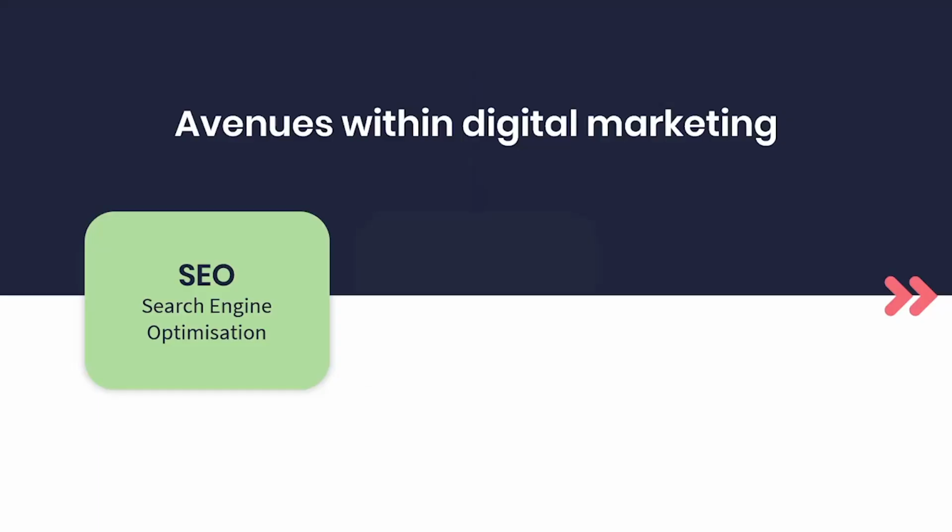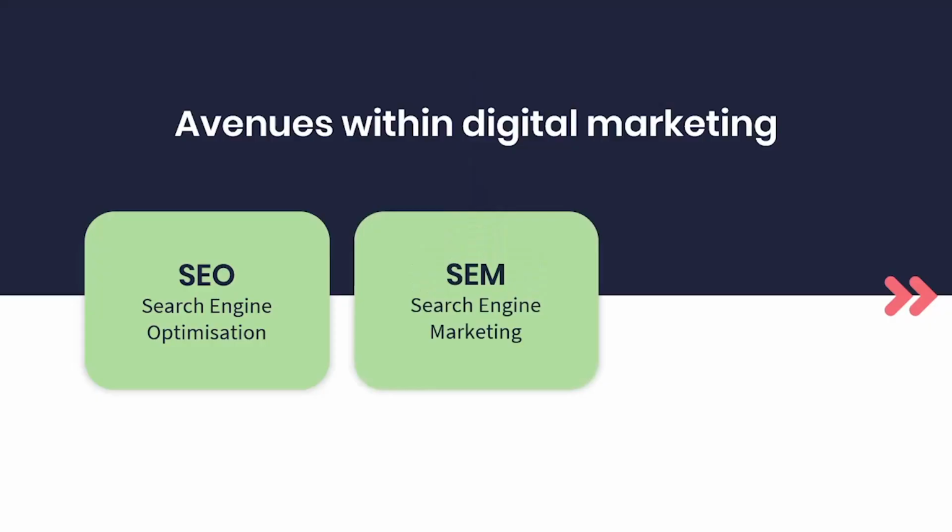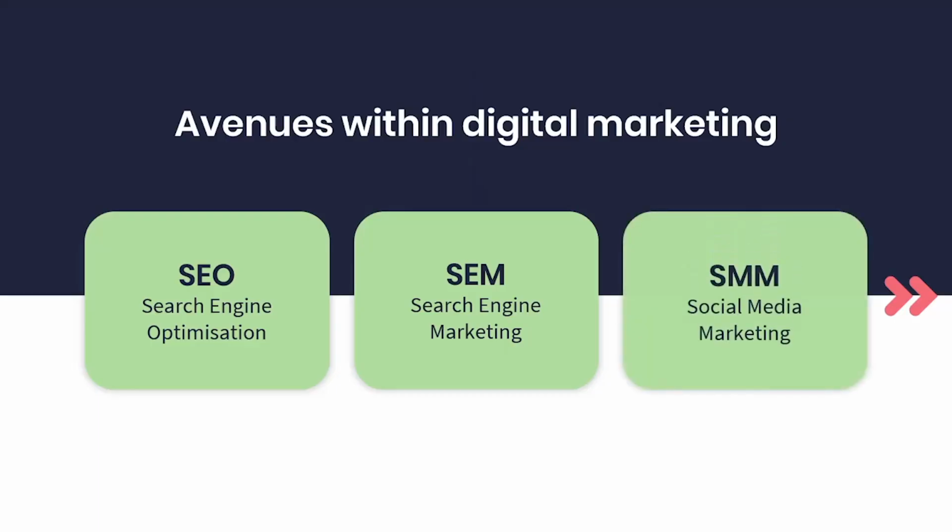Then we have SEM, which stands for Search Engine Marketing. This essentially refers to pay-per-click campaigns, and we had a look at this a little bit earlier in the lesson. So like Google Ads and Microsoft Advertising, for example, any type of ads you would put up on a search engine would be considered as this concept. And then last but not least, we have SMM, which stands for social media marketing.